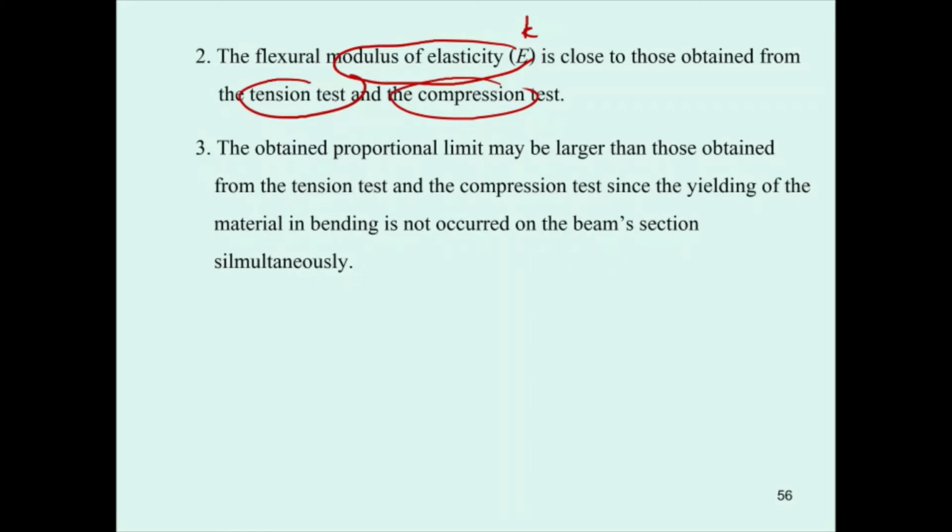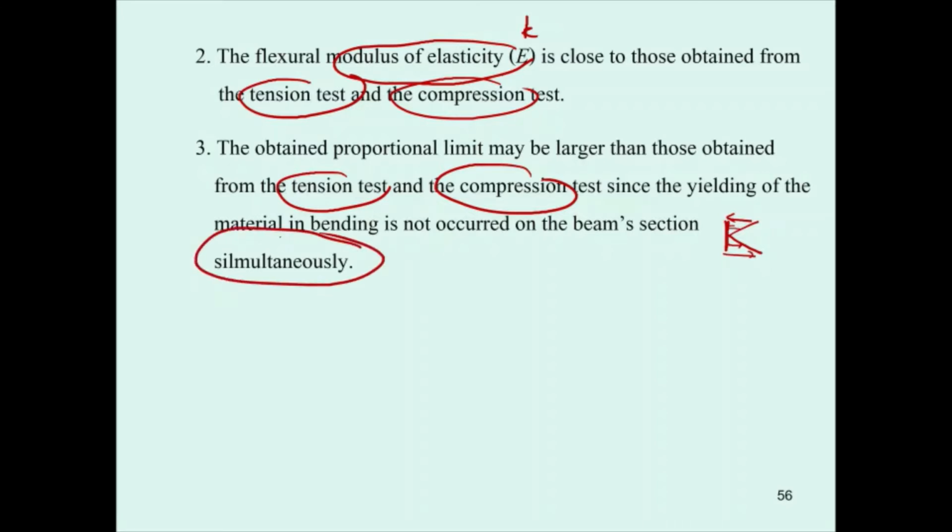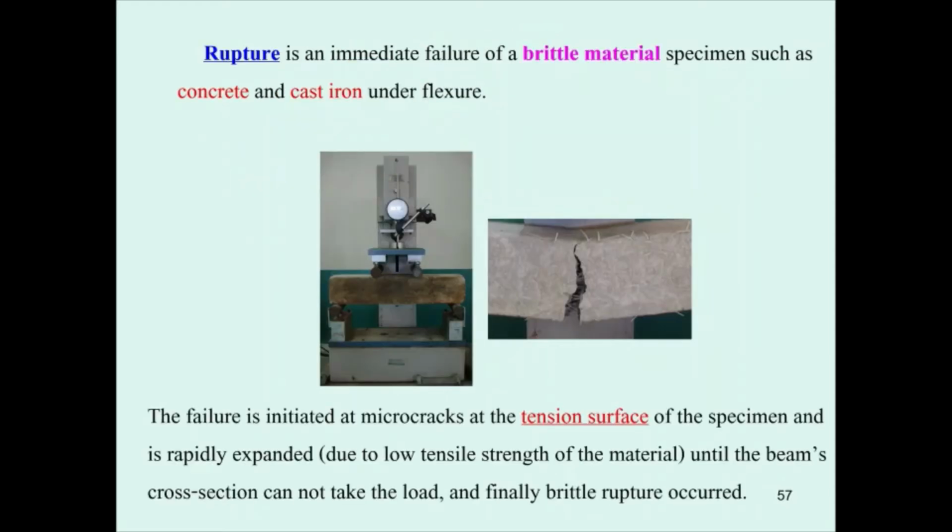This one may be a little bit larger than the one obtained from the tension test or compression test. As I mentioned before, since the stress distribution of the beam is like this, when it reaches the proportional limit or yielding, it won't reach that point simultaneously. So only part of it reaches that stress. That means we measure only that behavior, not the whole section.